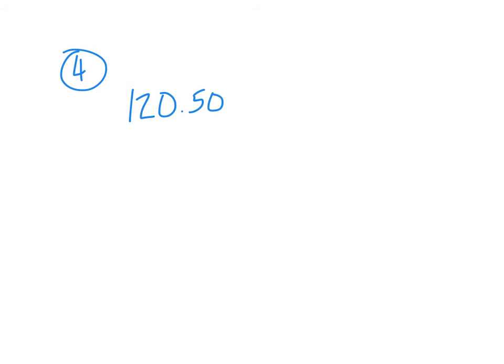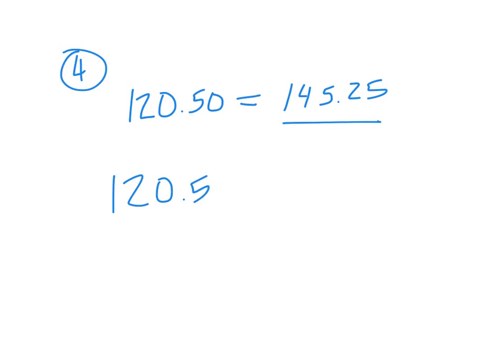$120.50. This profit is, so put my equal sign, $145.25 less than the profit of yesterday. Now here's the catch. This is less than the profit of yesterday. I can't say minus P because this number is less than the P. So I actually need to write 120.50 equals the profit minus 145.25 because it's less than the profit.